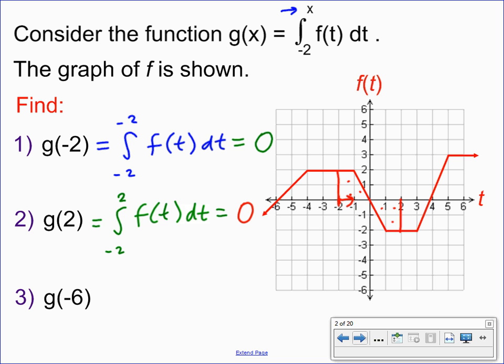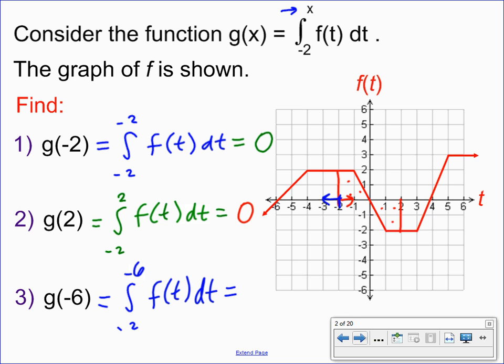So g of -6 says start at -2 and scan up until the upper limit. In this case, -6 is scanning from right to left, and consider the area accumulated, right? And how that changes my function values of g. So now we're starting at x equals -2. We're scanning towards my upper limit, x equals -6. In this case, that's scanning from right to left. So the opposite interpretation will apply. Area above will count now as a negative contribution and vice versa.